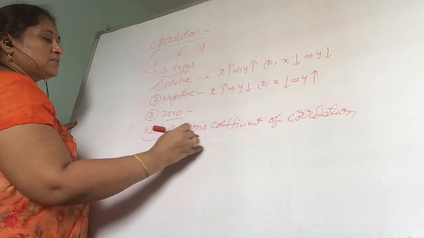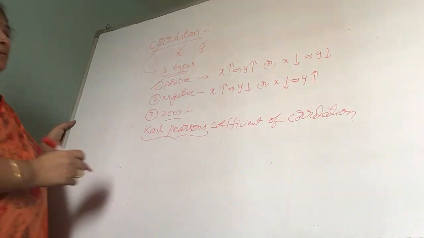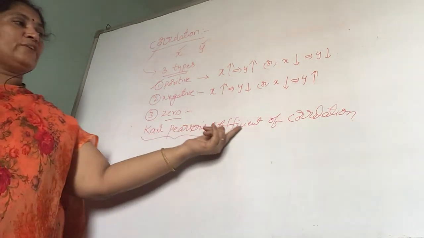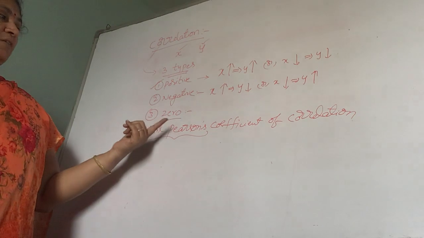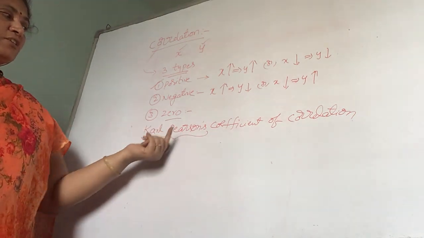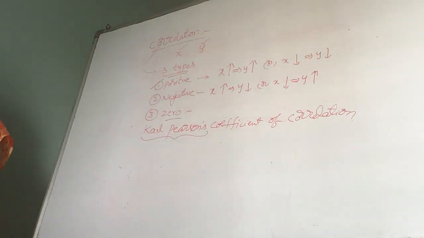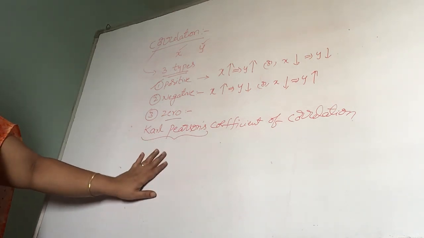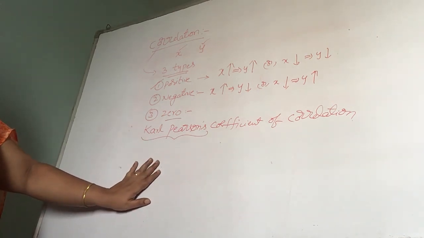Here Karl Pearson is a statistician's name. He developed the concept of the coefficient of correlation, so with his name, this coefficient is known as Karl Pearson's coefficient of correlation. It measures the closeness of the relationship between the two variables.